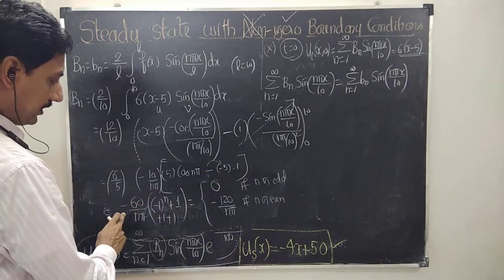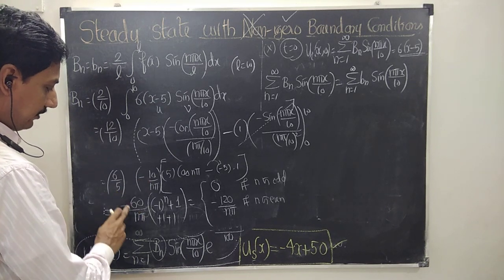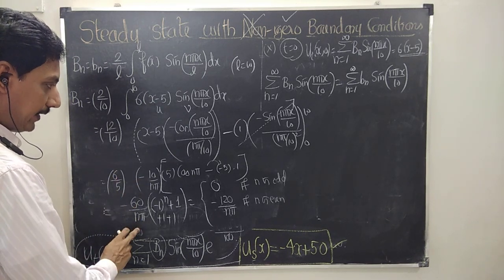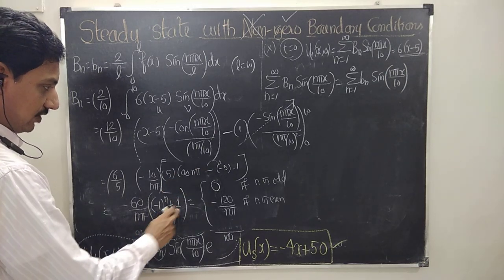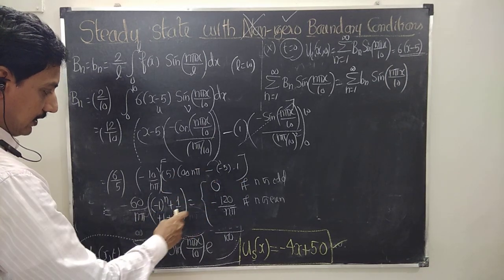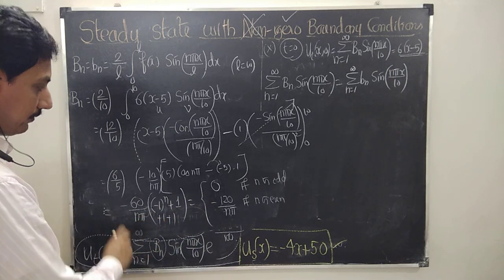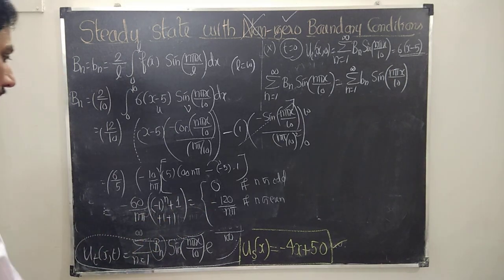I have taken 5 outside. So 50 by 5 is 10, 10 into 6 minus 60 by n pi. This is minus 1 whole power n. Plus becomes 1 here, so if n is odd it becomes 0. If n is even it becomes plus 2. 2 into minus 60 is minus 120 by n pi if n is even.